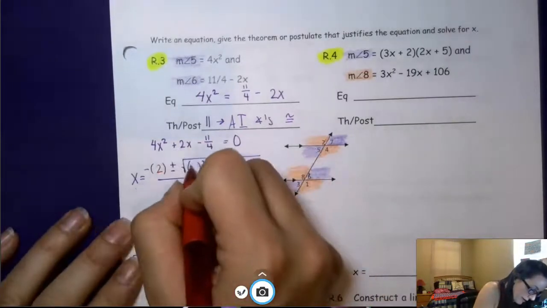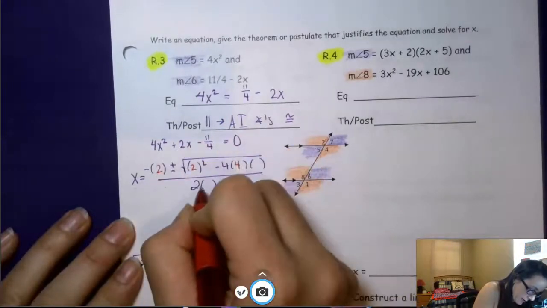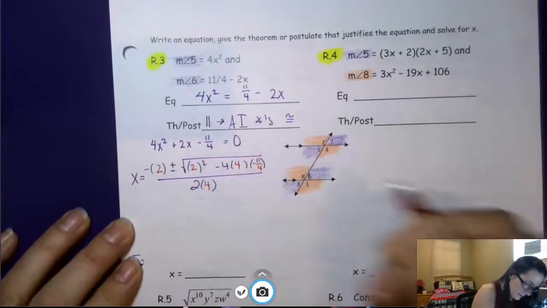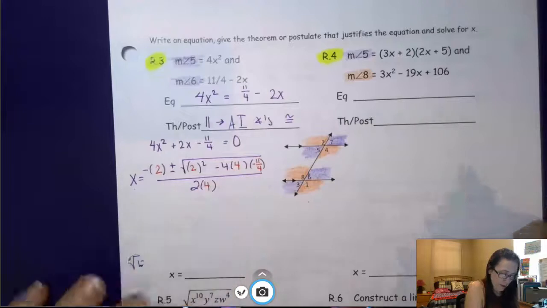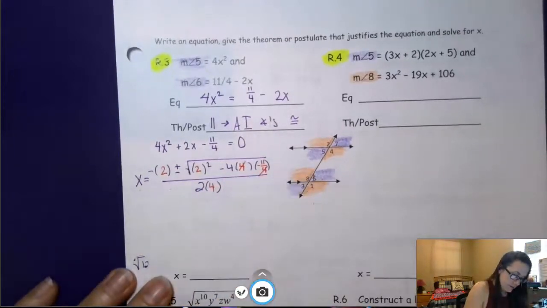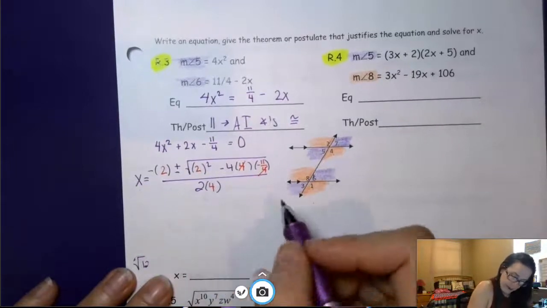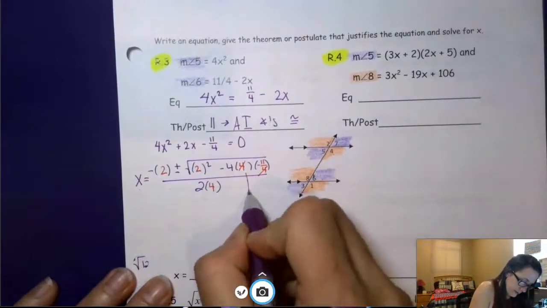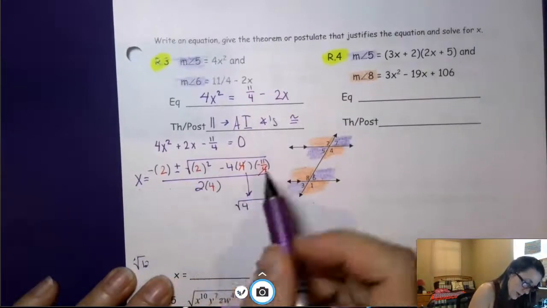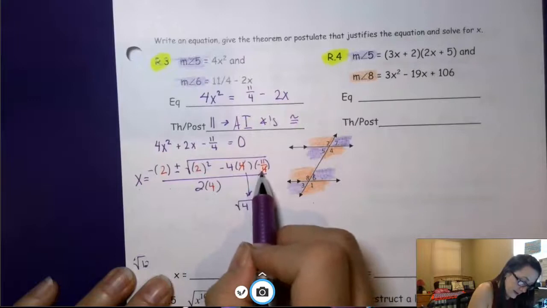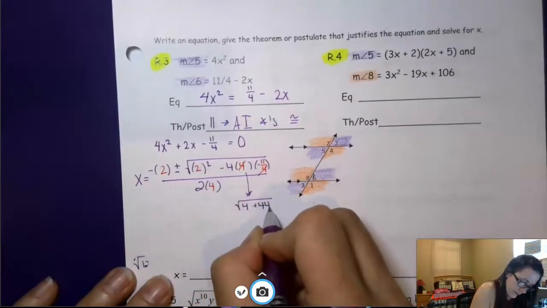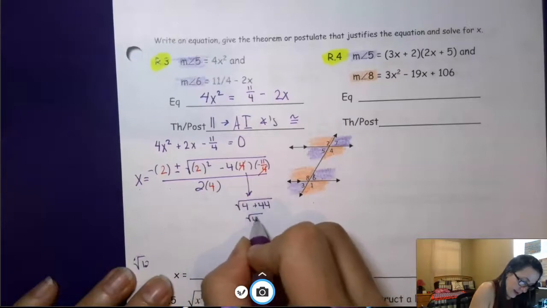B goes here and here. A goes here and here. C goes right here, negative 11/4. And the a was a 4. It's going to cancel regardless. I'm going to work on the discriminant first. 2 squared is 4. Negative times negative will be positive. 4 times 11 is 44. I get square root of 48.